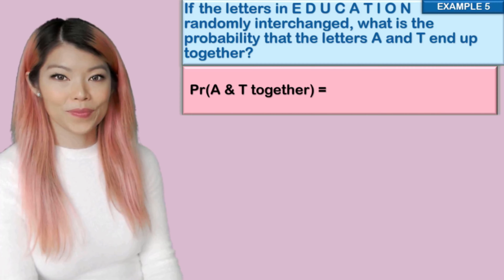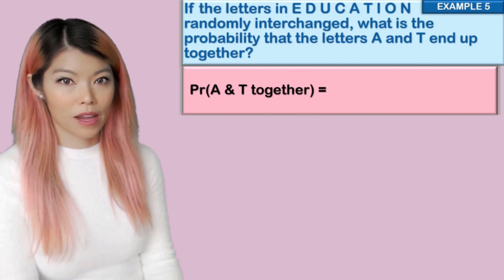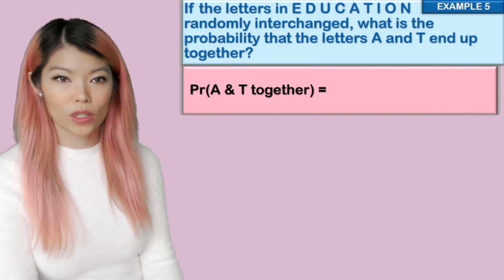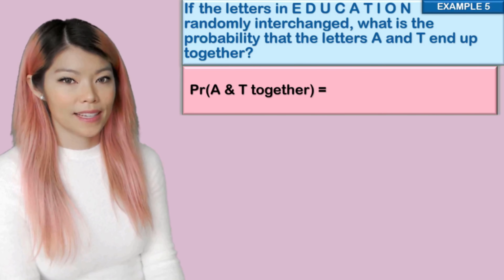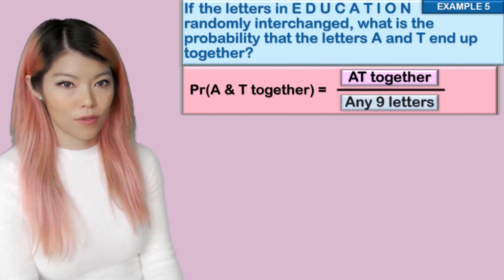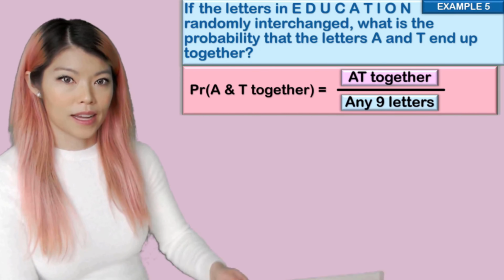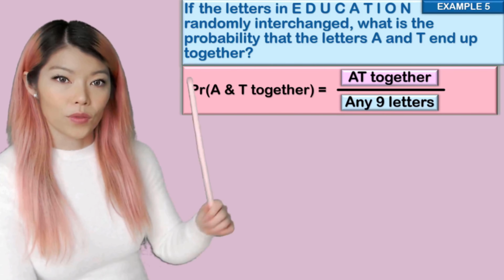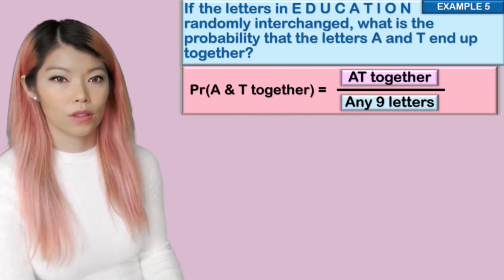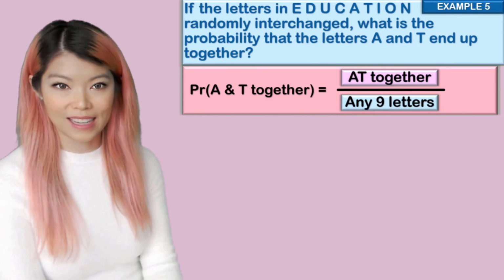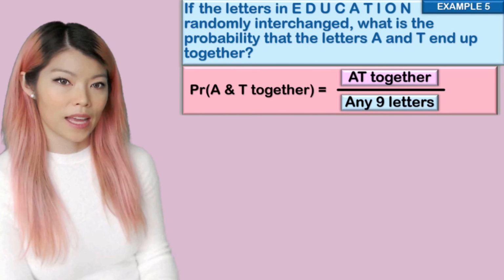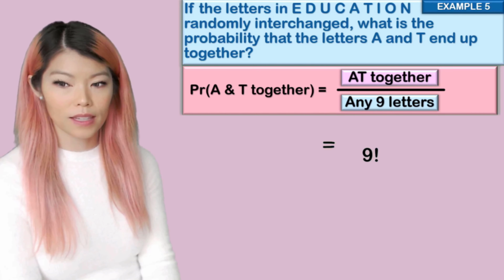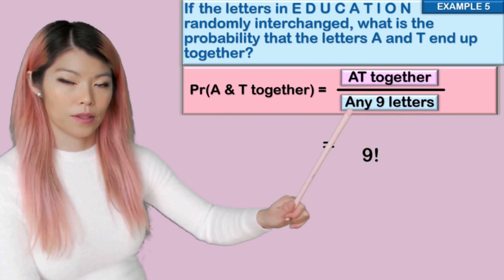Example 5. If the letters in education randomly interchange, what is the probability that the letters A and T end up next to each other? So we want A and T together over any random 9-letter arrangement. 9 letters because we have 1, 2, 3, 4, 5, 6, 7, 8, 9 letters. And we notice, is there anything that is the same? No repetition. That makes this question a lot easier. So again, we can have any 9 letters. That would be 9 factorial. Let's do the denominator first because it's easier.